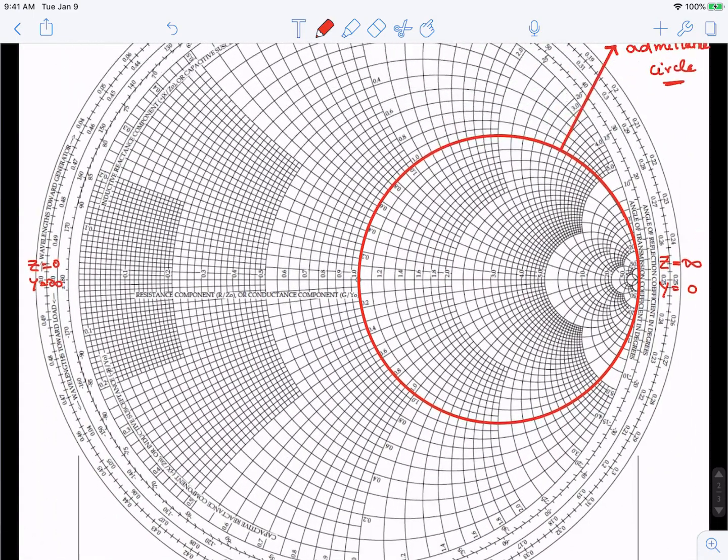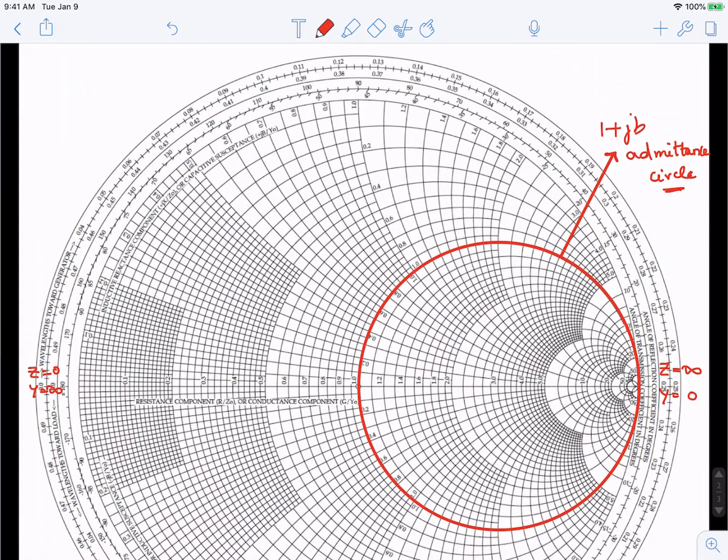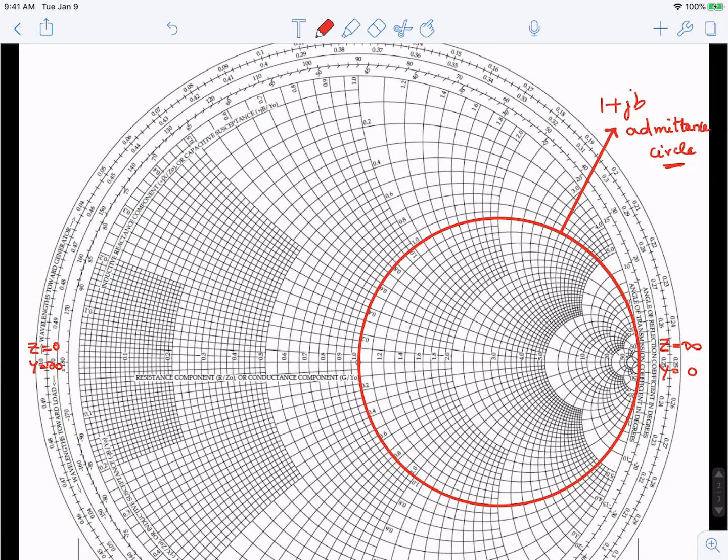So this is how we're going to attack the problem. On the Smith chart, we identify all the different points. Z equals 0 at this end, which means the admittance is equal to infinity. Z equals infinity at the right end, that means admittance is equal to 0 here. We've also drawn what is called an admittance circle, which is 1 plus JB. I'll explain more about this as we go further, but for now, let it be there.